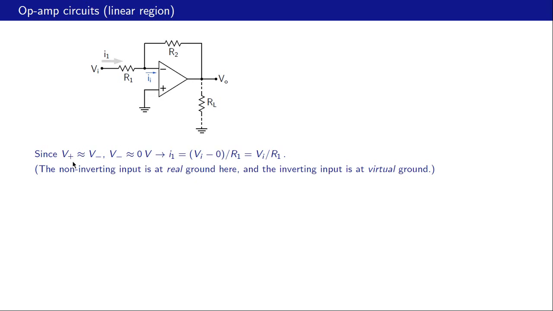To begin with, we note that V plus and V minus are nearly the same, and therefore V minus is 0 volts because V plus is 0, and that tells us that I1, this current, is Vi minus 0 divided by R1, that is Vi by R1. Now let us note that the non-inverting input here is at real ground. It's physically connected to ground, and the inverting input is at virtual ground. So this node is also at approximately 0 volts, but it is not physically connected to the ground node.